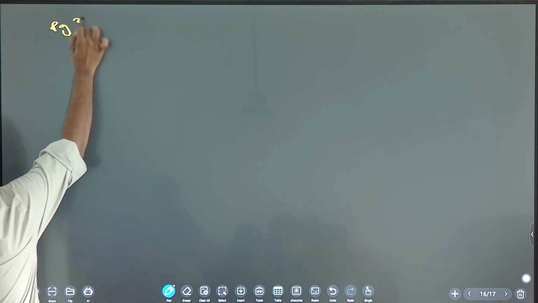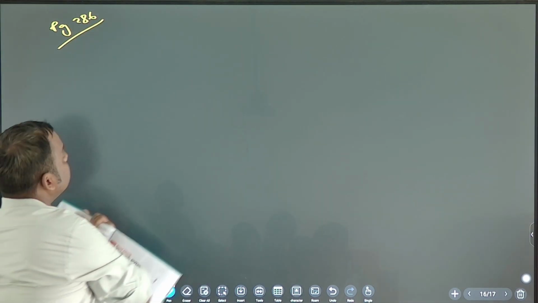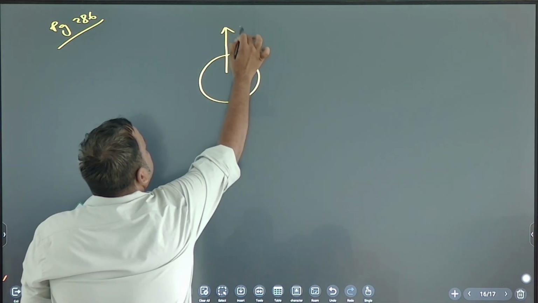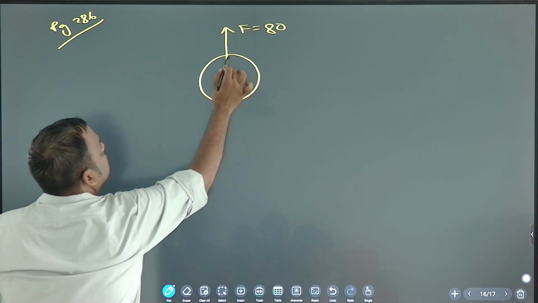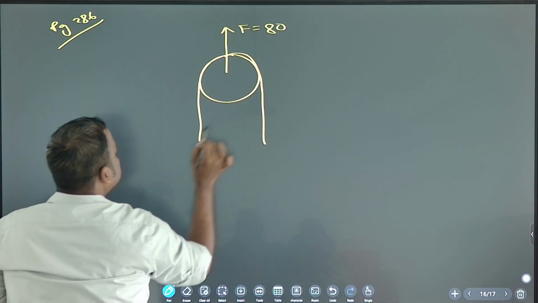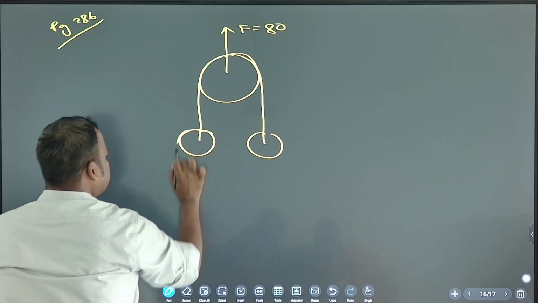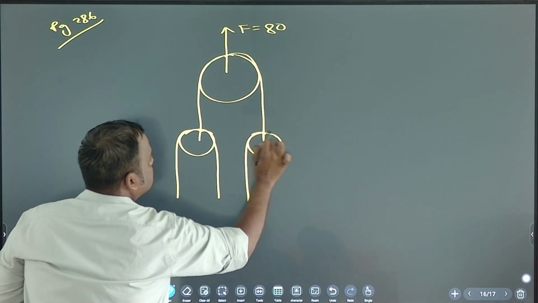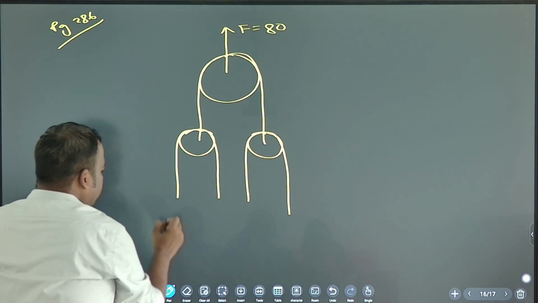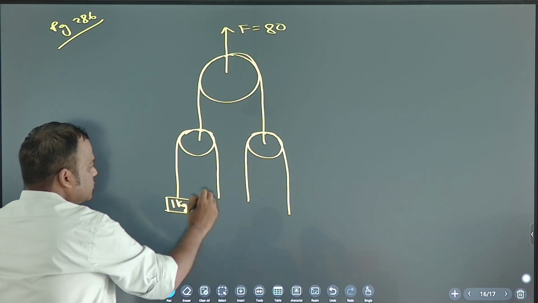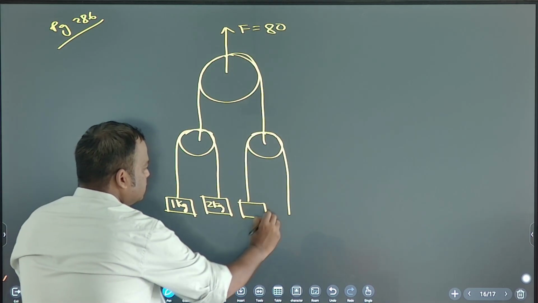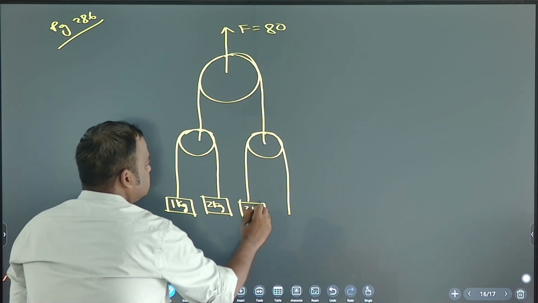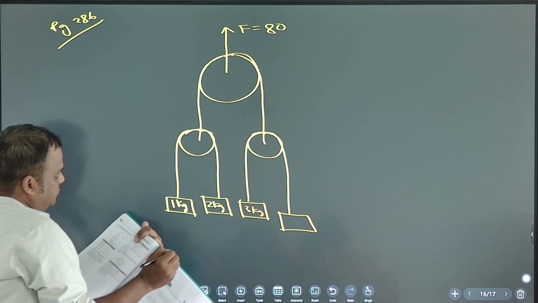Let's draw the diagram. Page 286. Here F is given, 80 Newton. One string going over this pulley, then one pulley here, one pulley here, another string going over this pulley like this. Now here 1 kg, here 2 kg, here 3 kg, here 4 kg.